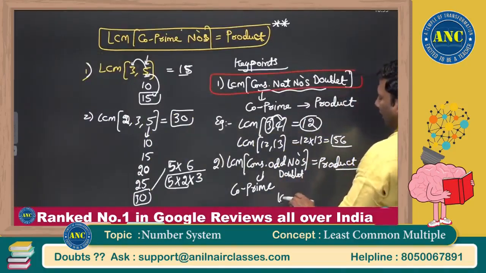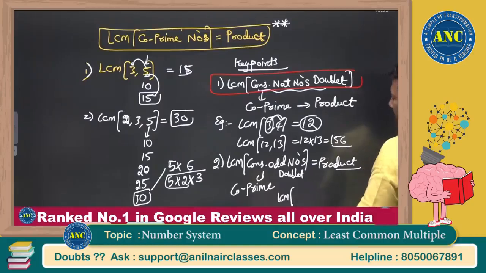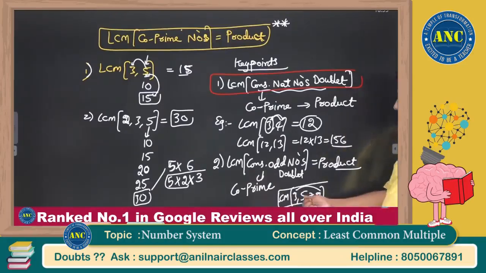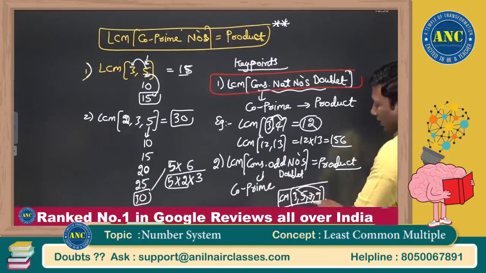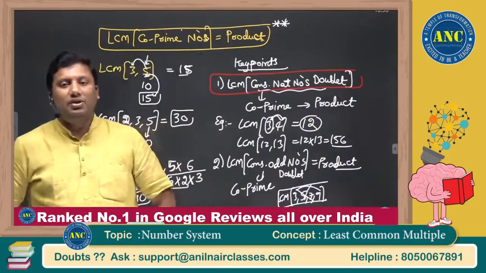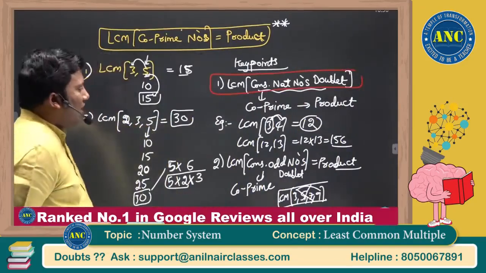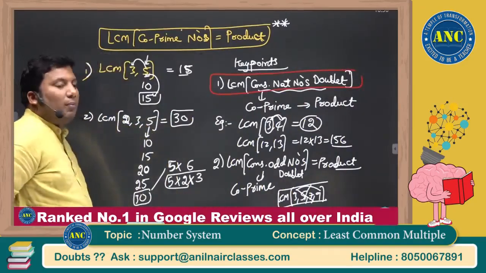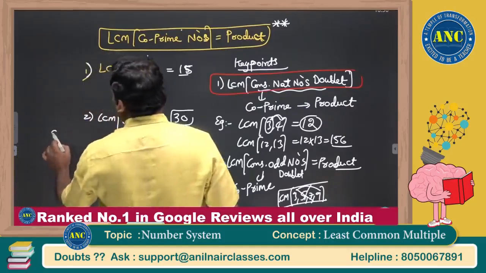In a hurry, you might ask me this question: sir, LCM of 3, 5, 7, 9? 3 and 9 are not co-prime. It is not a doublet, it is a quadruple. You took 4 numbers. Doublet means only 2 numbers, triplet means only 3 numbers, quadruple means 4 numbers. For consecutive odd numbers, a doublet, the LCM is always the product.